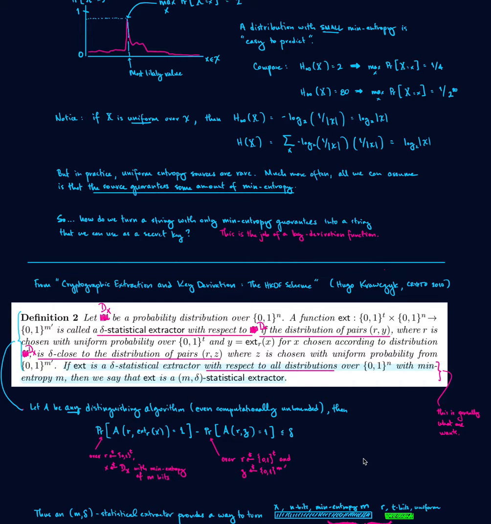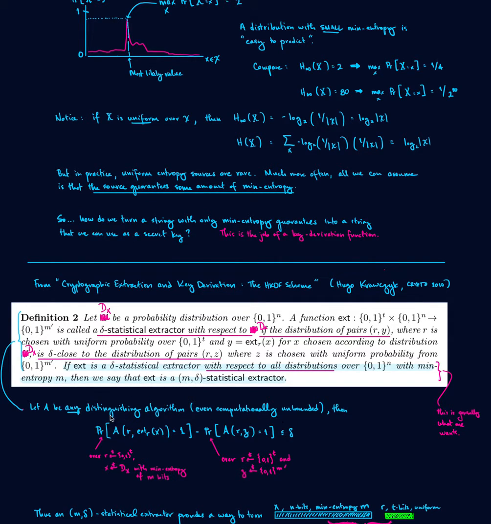But really, what we want is not something that works for a particular distribution. Because, in cryptography, we're all about trying to provide general purpose tools, so we don't have to be concerned about how users are going to use them. What we really want is something that works not just for a particular distribution, but we want this. We say that the extractor is a delta statistical extractor, period, if it satisfies this definition for all distributions over n-bit strings that have a guaranteed min entropy m. In that case, we say the extractor is (m, delta) statistical.